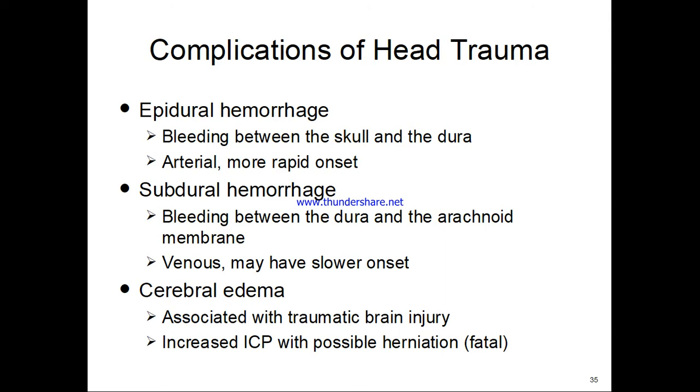Complications of head trauma include epidural hemorrhage or epidural hematoma, which is bleeding between the skull and the dura. The source of that is arterial, so it has a more rapid onset. The subdural hemorrhage or subdural hematoma is bleeding between the dura and the arachnoid membrane. The source of that is venous, and it may have a slower onset. So these are the patients who hit their head, they seem okay, and then hours or a day later are deteriorating. That is a cardinal presentation of a subdural.